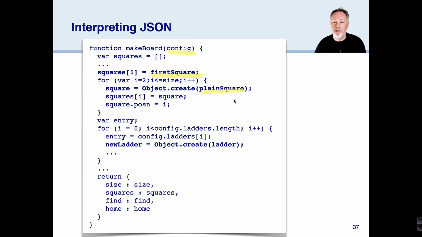Plain squares will need multiple instances of them, so for every plain square on the board, we'll clone it using object.create.